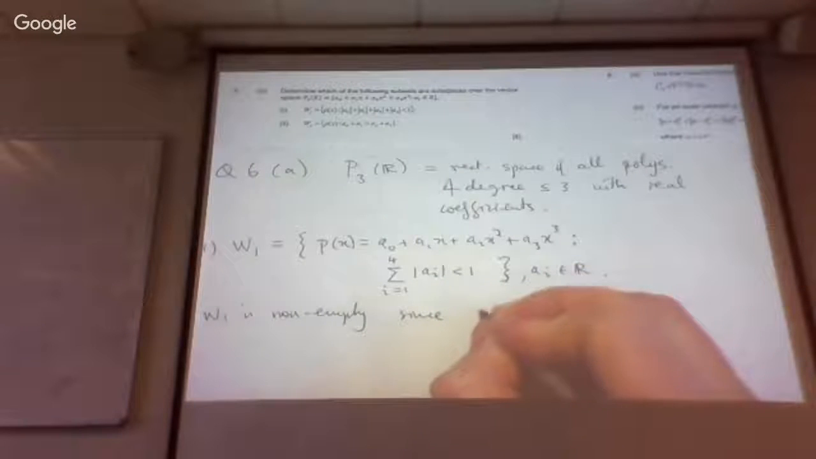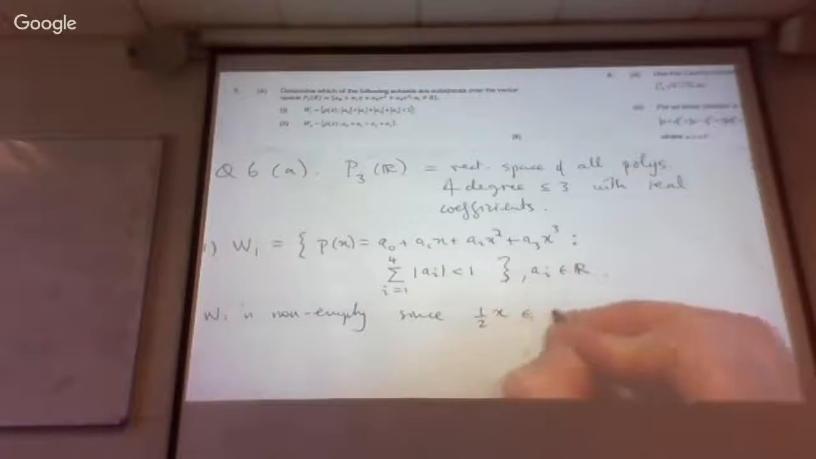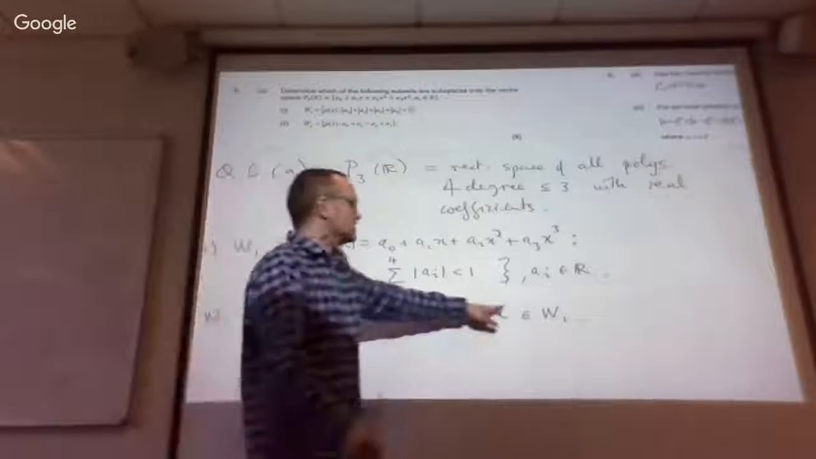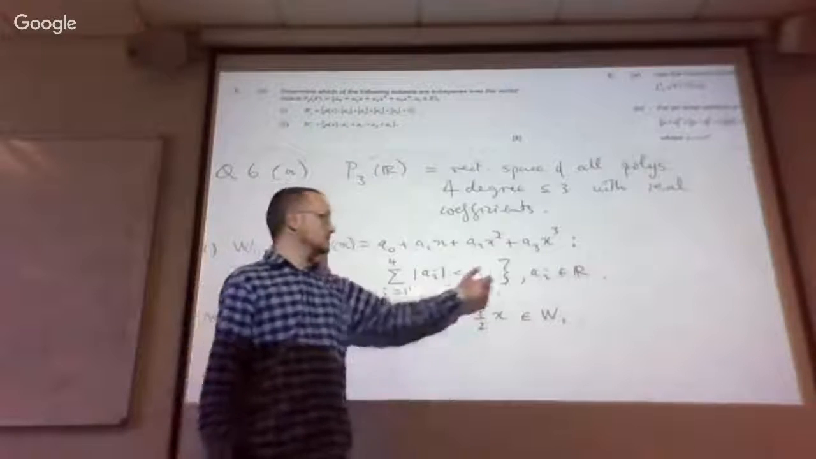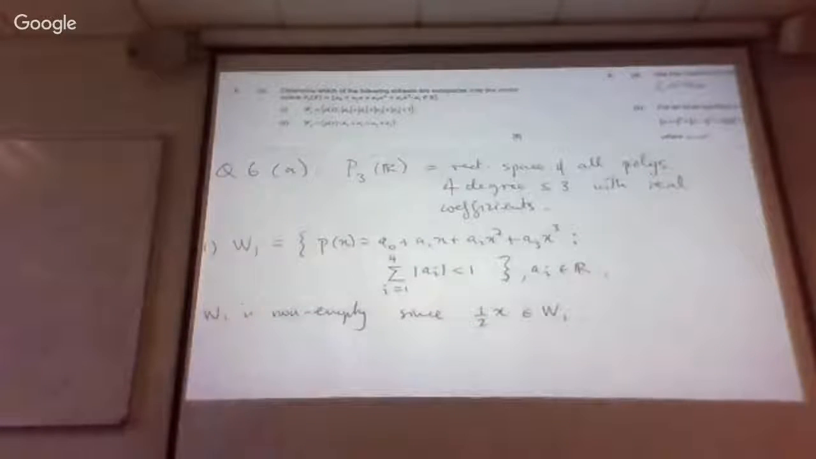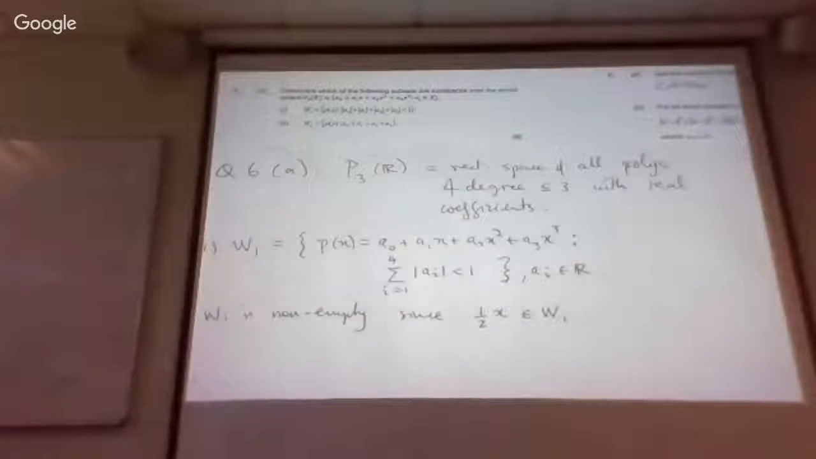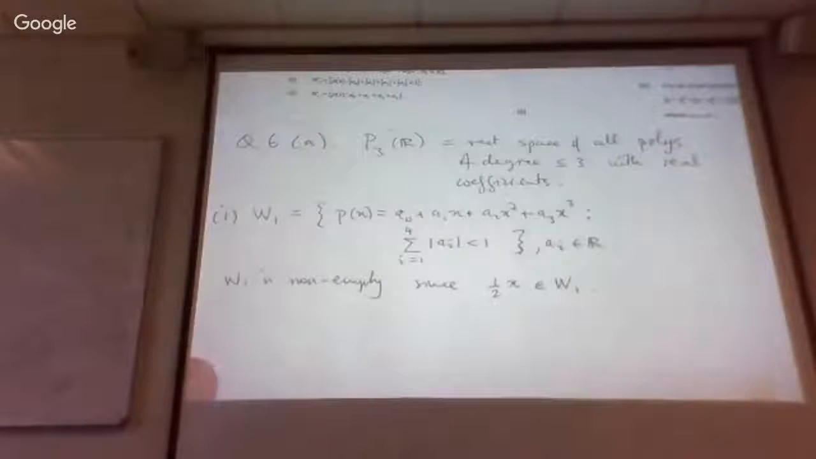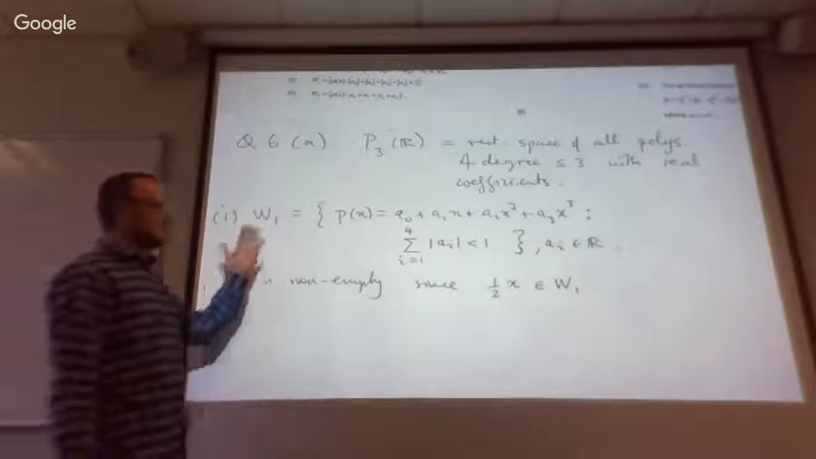Well, the polynomial, let's say a half x. That's certainly in W1. If you add up the absolute values of the coefficients of this polynomial, you just get a half. It's clearly strictly less than 1. So that polynomial is certainly in W1. So W1 is non-empty. Does it look like it's going to be a subspace? Hands up who thinks it will be a subspace. Hands up who thinks it won't. Okay, a lot of people saying it won't. So that's good intuition. It is not a subspace.